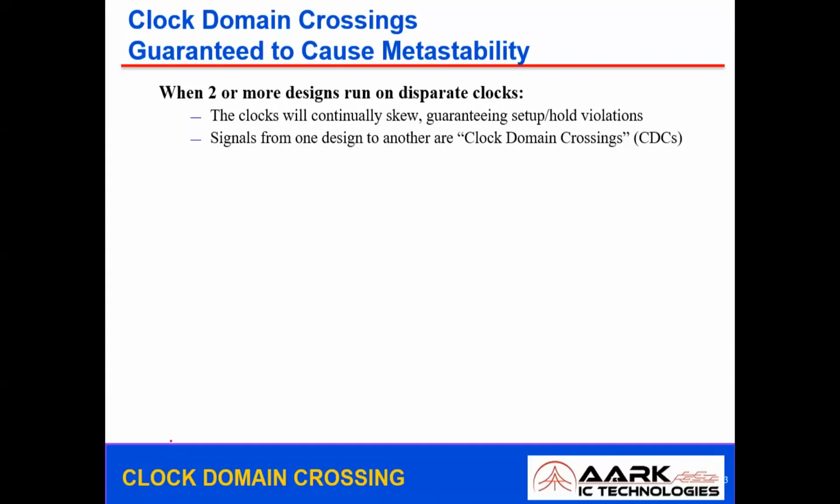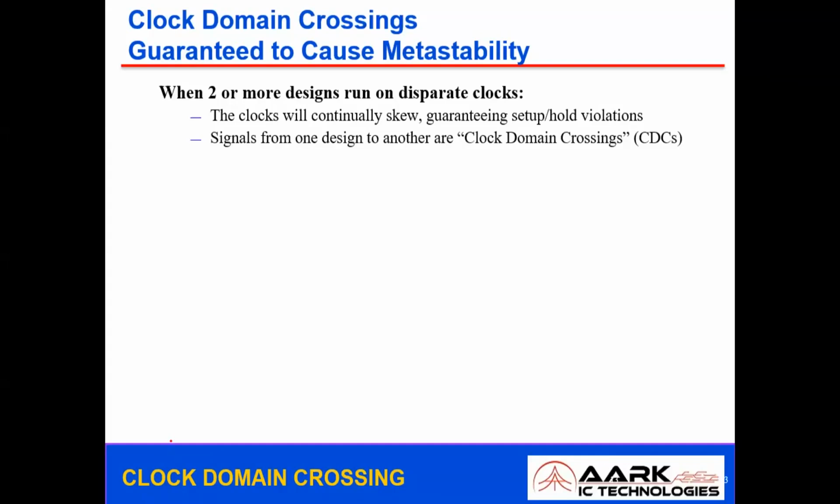When two or more designs run on disparate clocks, meaning two clocks with different skews, different frequencies or different phases, naturally this is going to arise. The clocks will continuously skew, guaranteeing setup and hold violations. Skew is nothing but a delay. So when the clock is delayed, it might get into a setup and timing window violation. Therefore, it might lead to clock domain crossing issues.